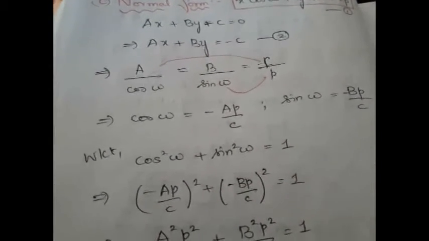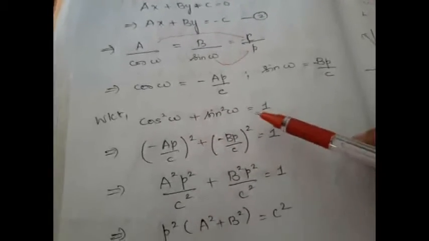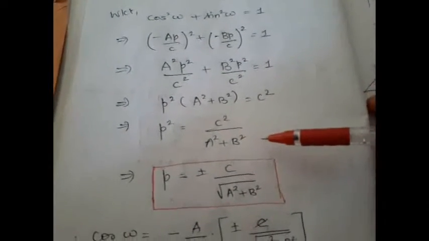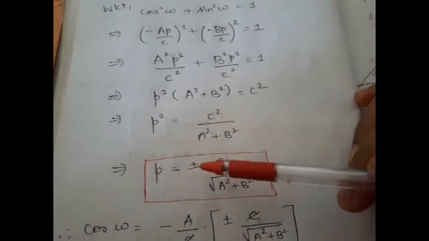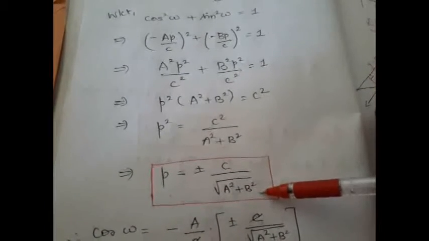But we know the basic trigonometric identity which says that cos square omega plus sin square omega equal to 1. So substitute these values and simplify it. I have taken p square common. So a square plus b square is equal to c square. So p square is going to be c square divided by a square plus b square, or p is equal to plus or minus c divided by square root of a square plus b square.